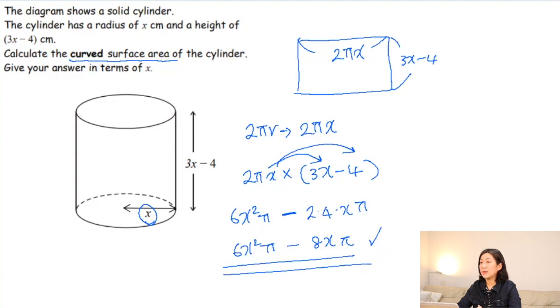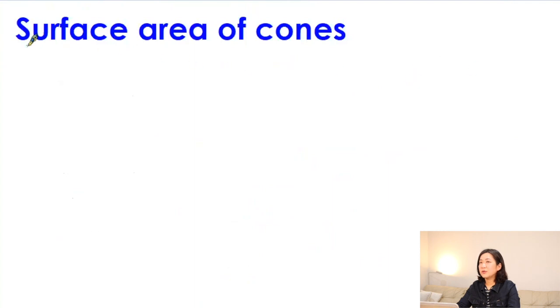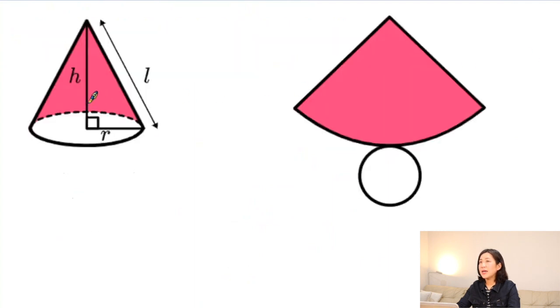Now it's time to talk about the surface area of a cone. So again, for surface area, you open up the 3D shape. So we've got a cone here. If you open up the shape, then this is the net of the cone. You can see the two parts of the shape, right? You've got a circle, and then the pink part looks like a sector, right?